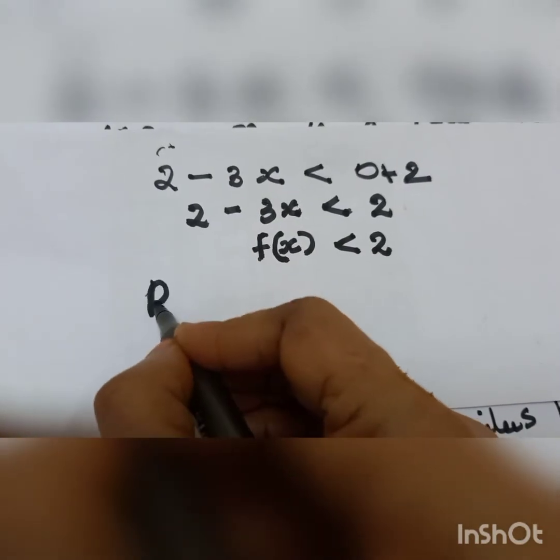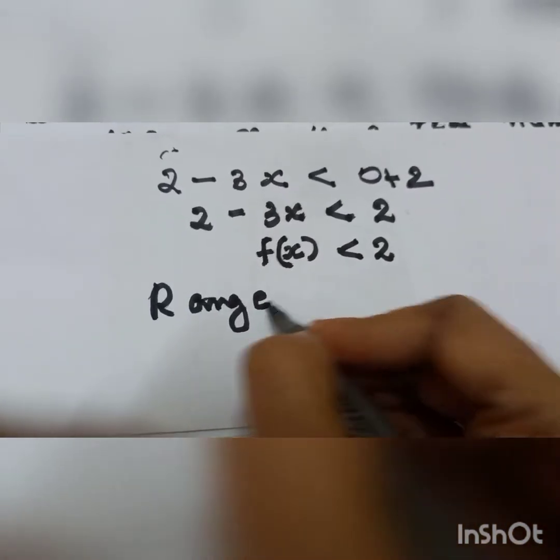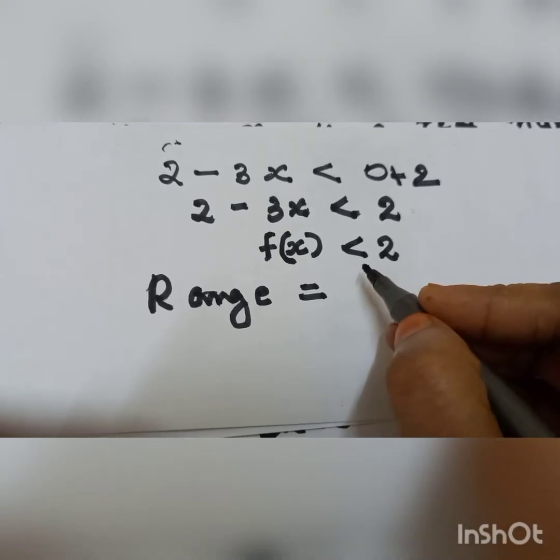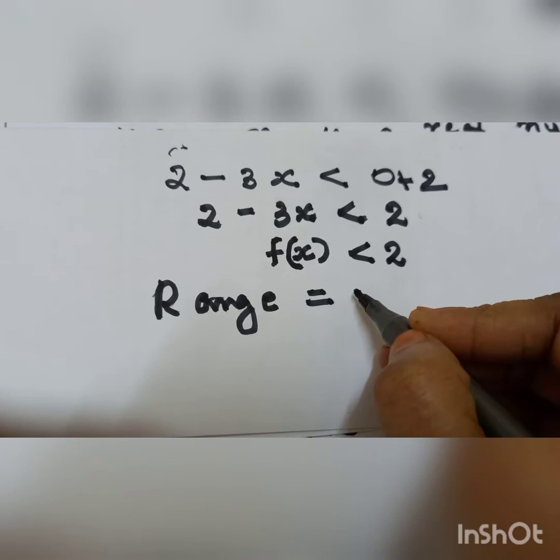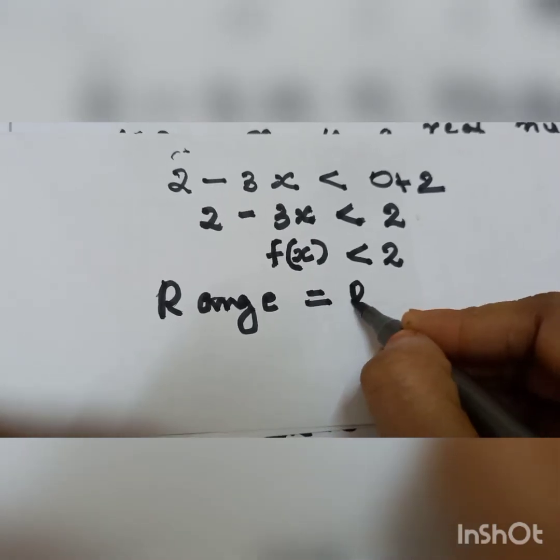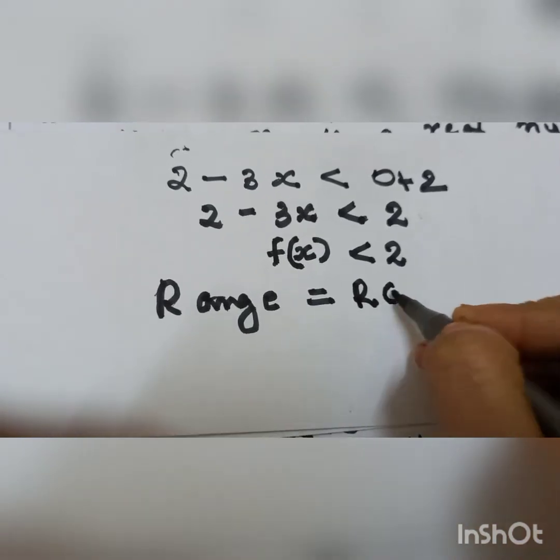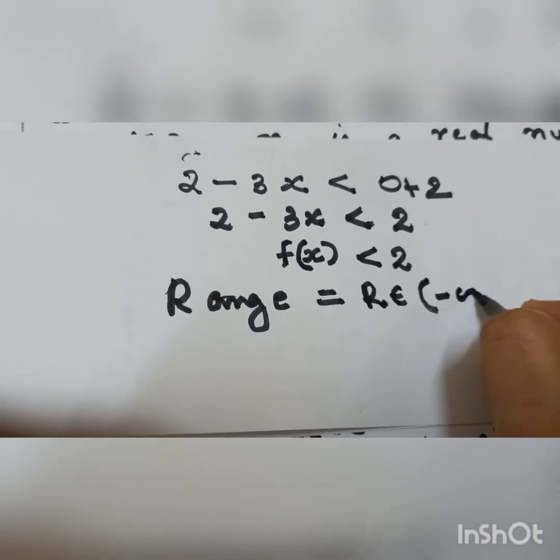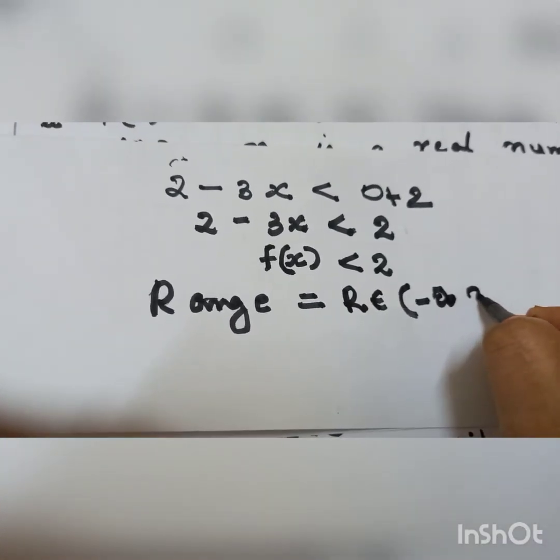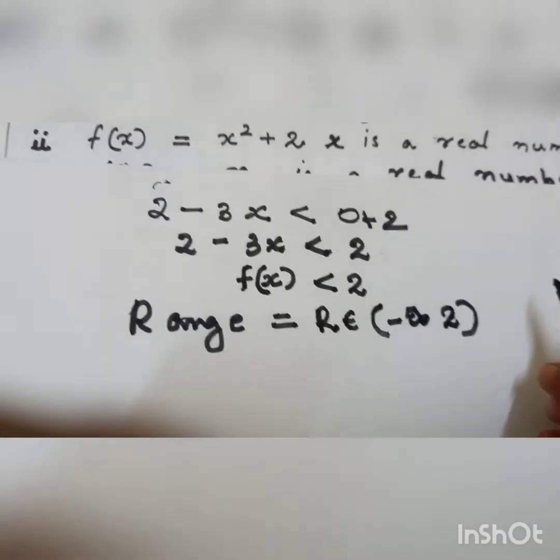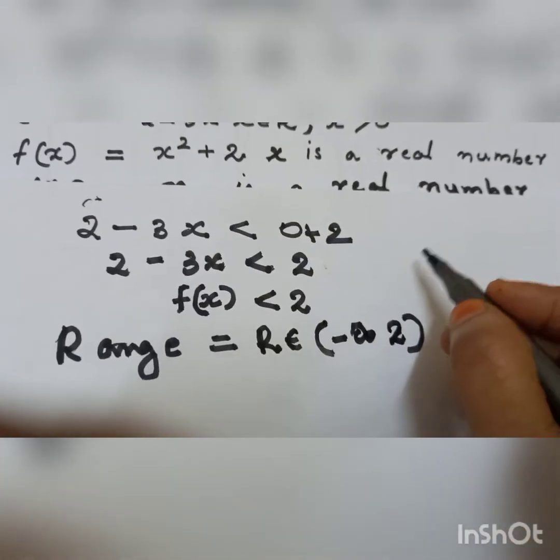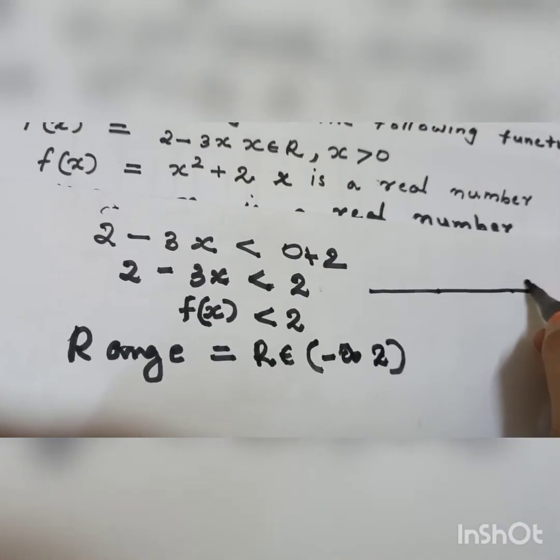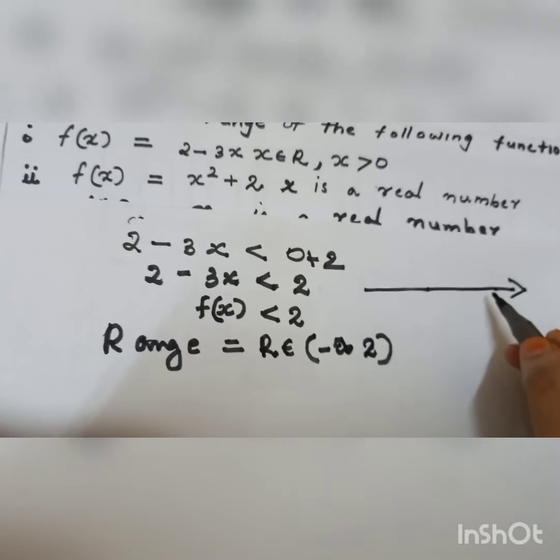So we can write range is equal to all real numbers belonging to minus infinity to 2, open bracket, minus infinity to 2. How can we draw this on a number line?